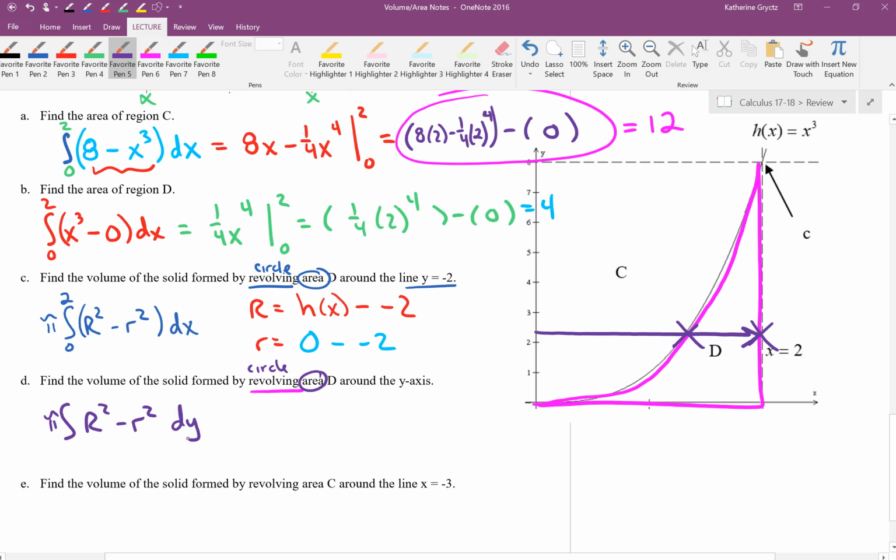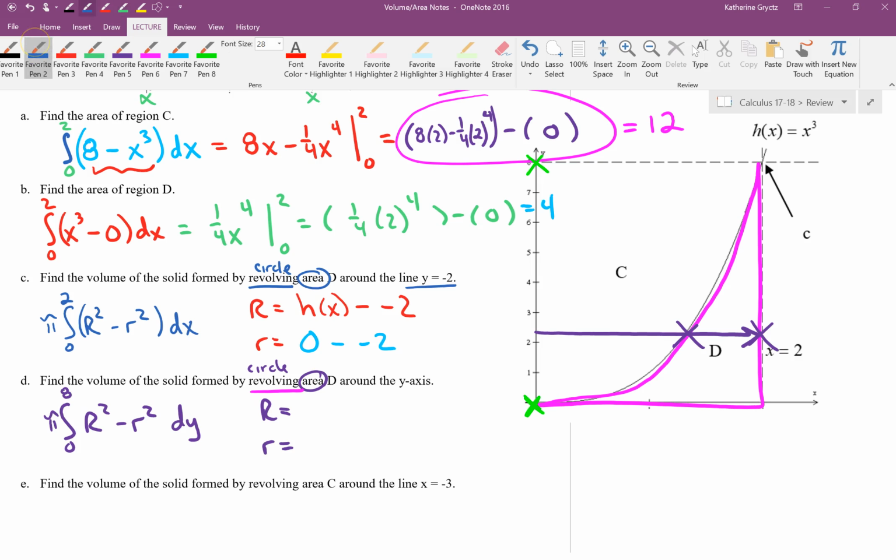Which means for our interval, we're using y's, and D starts at 0 on the y's, and it ends up at 8 on the y's. So our interval is 0 to 8. Okay, and usually that's worth a point. Okay, and then our job is to figure out what big radius is and little radius.